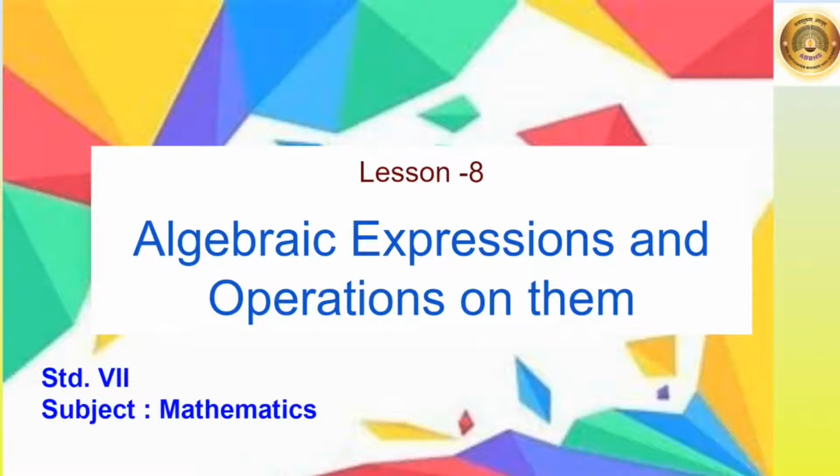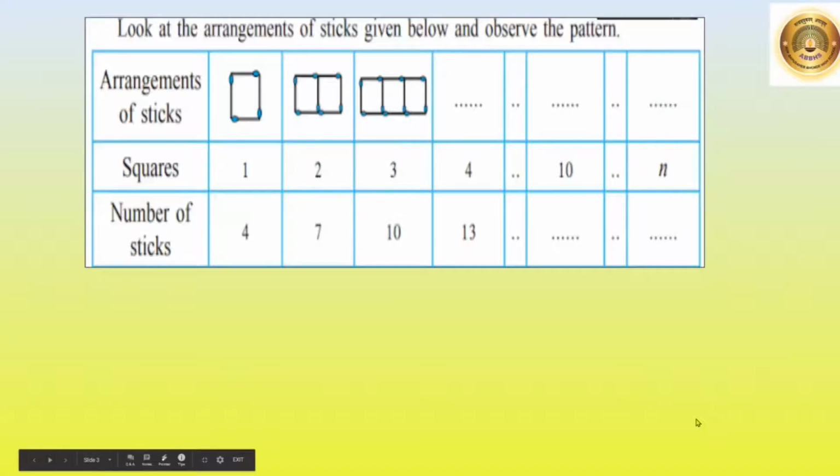Today we start with lesson number 8, algebraic expressions and operations on them. Now look at the arrangement of sticks given below and observe the pattern. In the first picture you can see that there are 4 sticks and you are getting 1 square. So the number of squares is 1 and the number of sticks is 4.